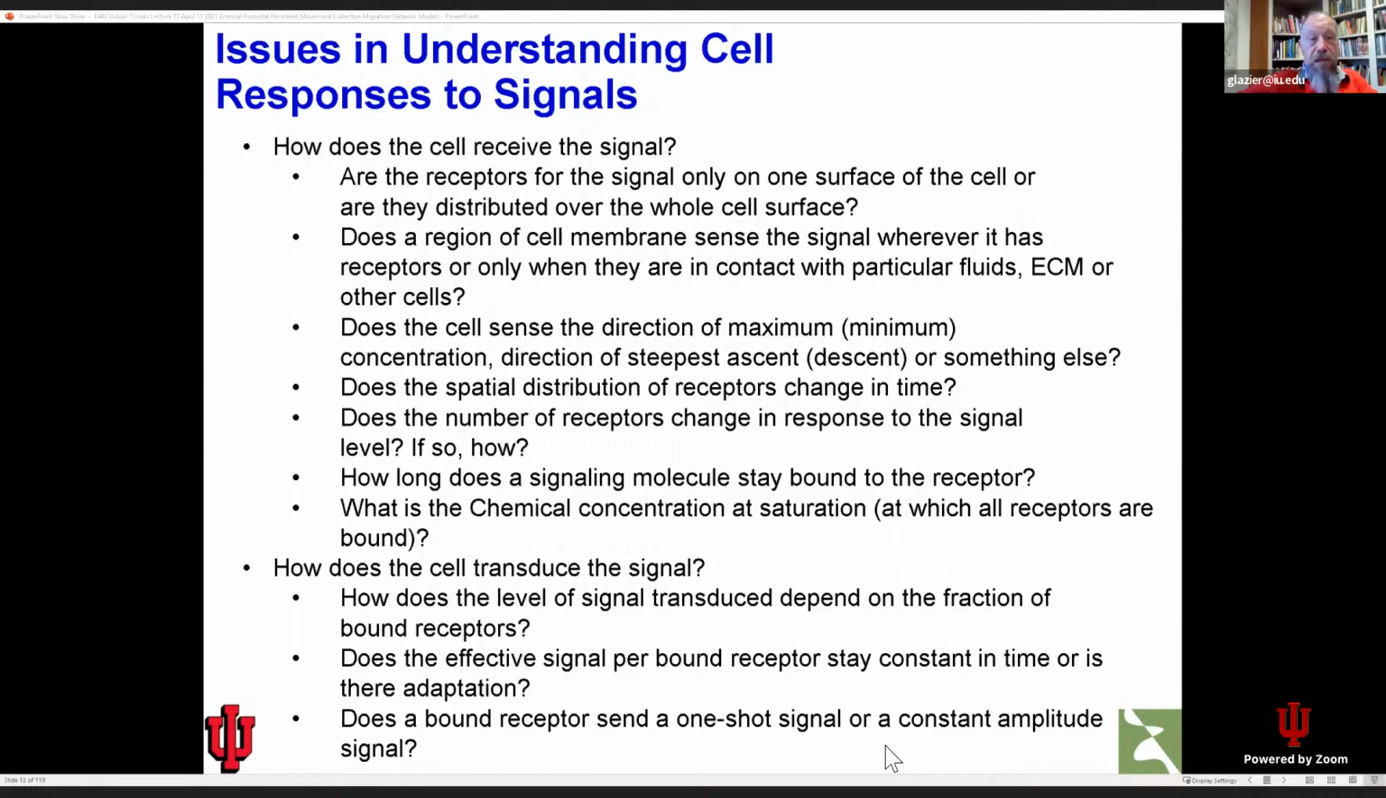And then you have to ask, what is the signal inside the cell? How does that signal, whatever it is, depend on the fraction of bound receptors? Is that signal level per bound receptor the same, or does it change? Is there adaptation there? And is that signal a one-time thing where when the molecule binds, it sends a pulse and that's it? Or is the signal active as long as the receptor is bound? Those are all important things to think about. A lot of those require the modeling of biochemical reactions and network responses that we'll talk about a little bit later today.